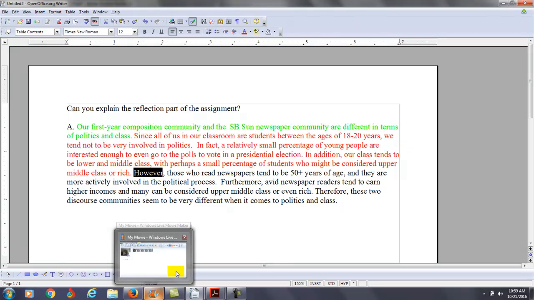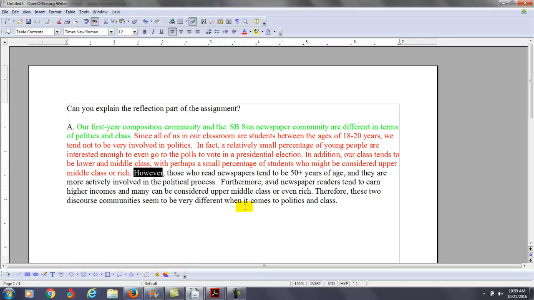However, those who read newspapers tend to be 50 plus years of age, and they are more actively involved in the political process. Furthermore, avid newspaper readers tend to earn higher incomes, and many can be considered upper middle class or even rich. Therefore, these two discourse communities seem to be very different when it comes to politics and class. So you see the next part here?